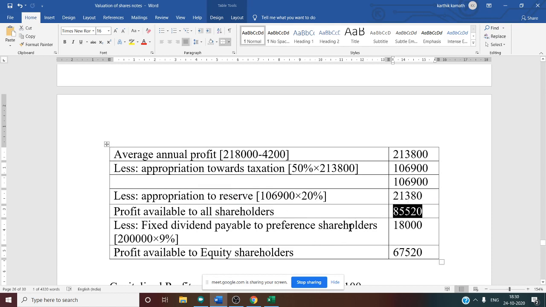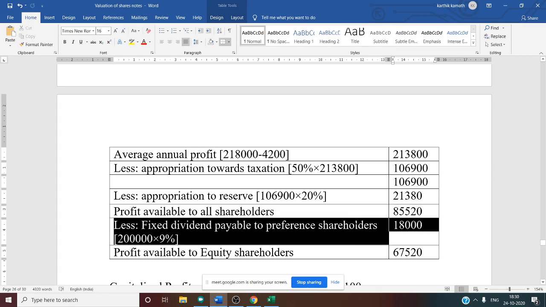What does all shareholders mean? This profit includes profit available for preference shareholders also. But we want the profit available to equity shareholders only. That is why we need to deduct from the all-shareholders profit the fixed dividend payable to preference shareholders.